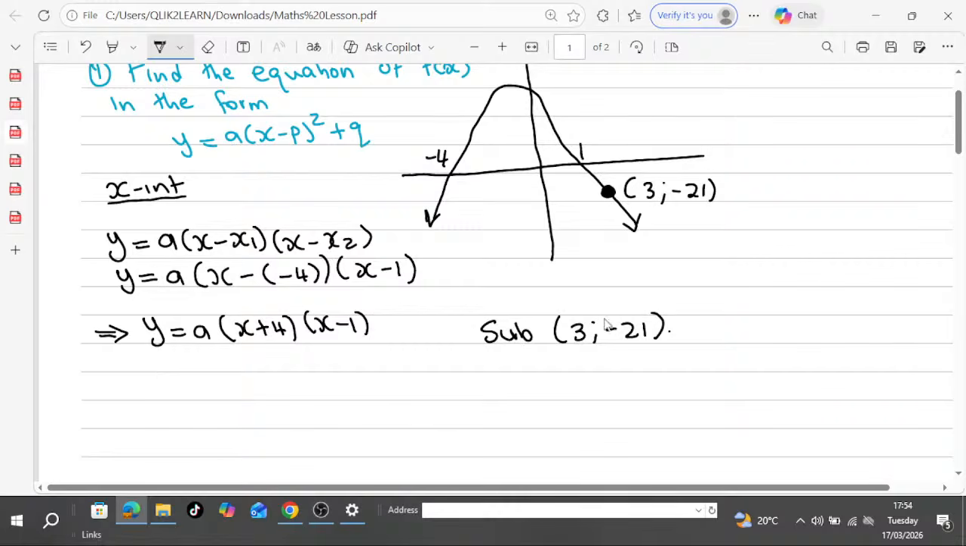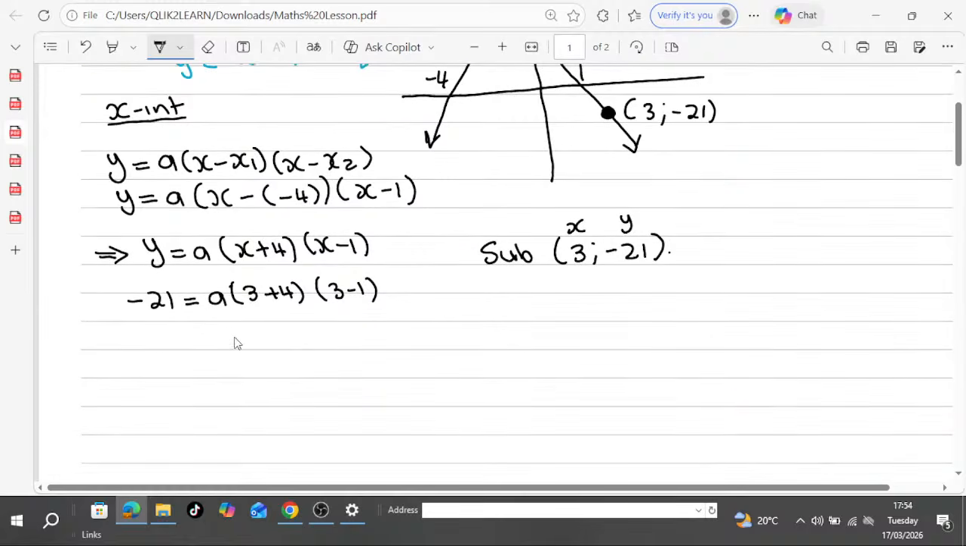Okay, so remember this is your x, this is your y. Where there's y, we need to put negative 21, which equals a into, where there's x, we put 3. So this will be (3 plus 4) into (3 minus 1). The aim is to find the value of a. So a into (3 plus 4), that's 7, and the other side is 2, and this is equated to negative 21.